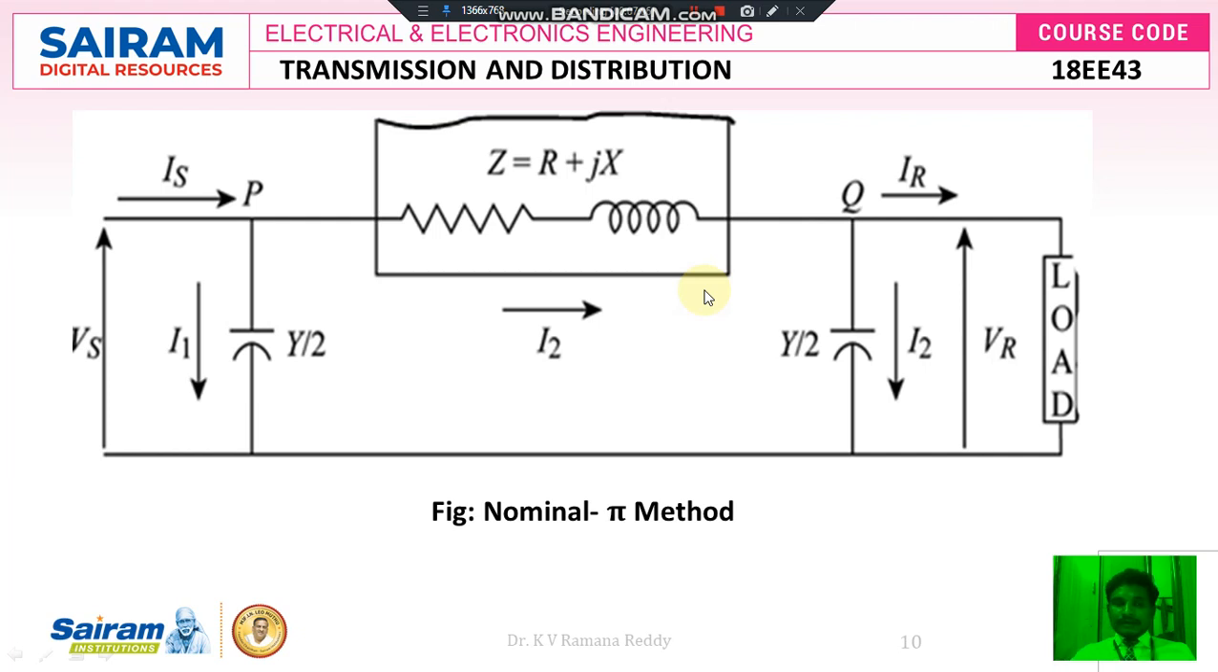And in a similar manner, there is the nominal pi method also. In the nominal pi method, the transmission line is taken as a pi model. In the pi network, the series arm consists of an impedance Z equal to R plus jX, and the two shunt elements we take as admittances, Y by 2 and Y by 2. The sending end voltage and receiving end voltage are VS and VR, and IS is the sending end current and IR is the receiving end current.